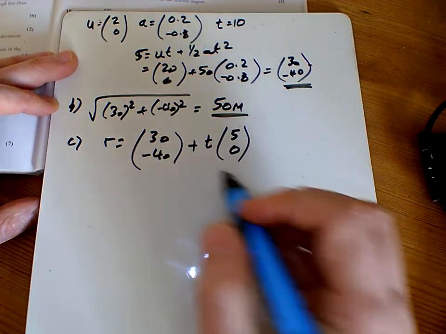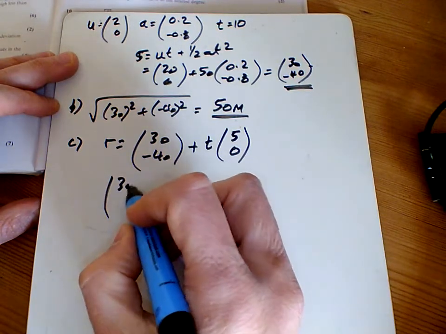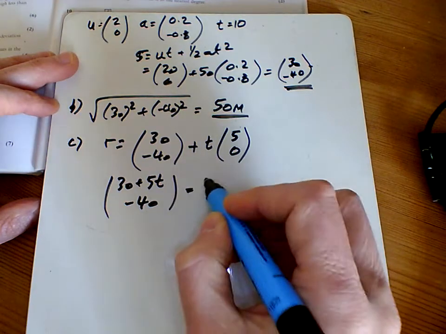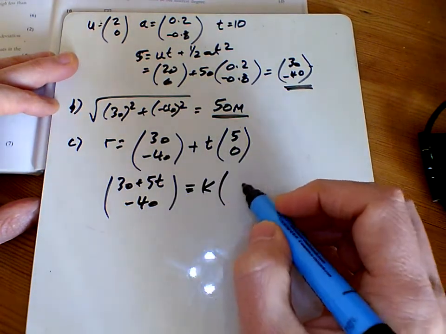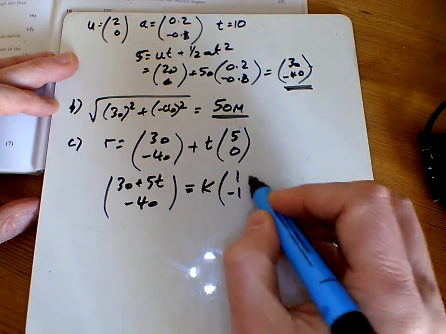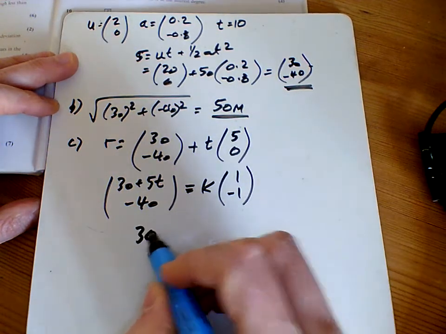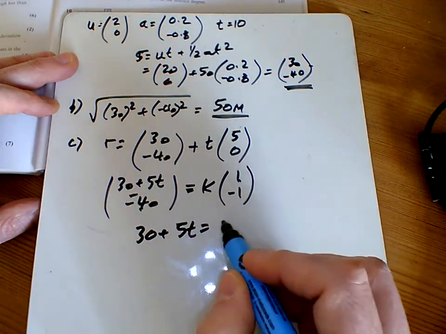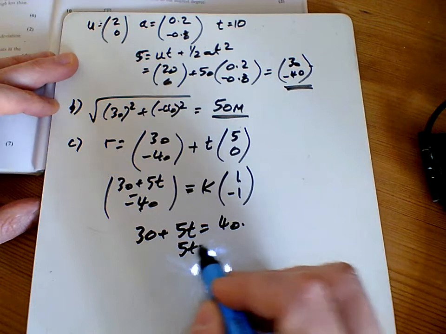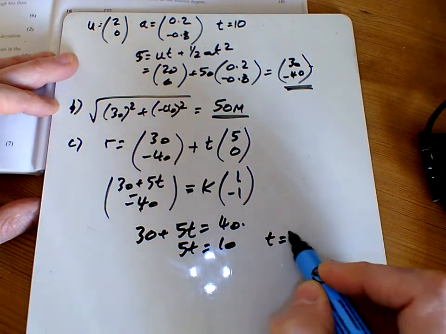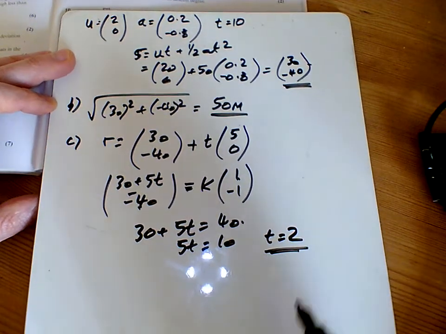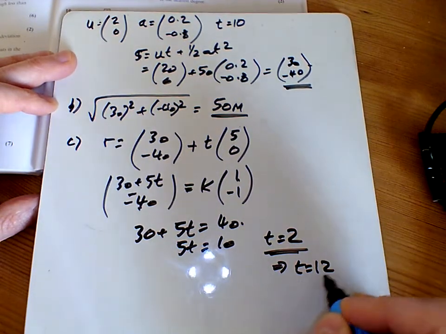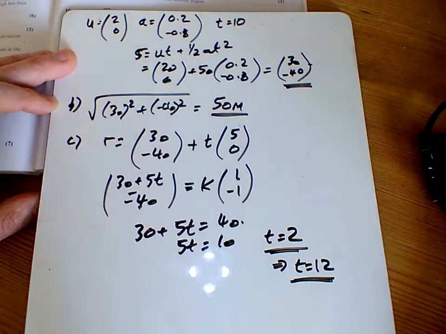And we want to know when it's southeast. So I want (30 + 5t, -40). Now southeast is 1 to the right and 1 down. And so what I'm looking to do here is solve this times 1 equals this times -1. So I get 5t equals 10 and t equals 2. So it's 2 seconds after we started going that direction. So I think the answer we're looking for here is it's after 12 seconds since the beginning of the journey.